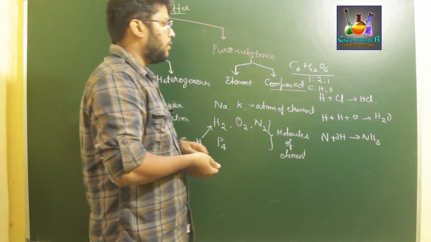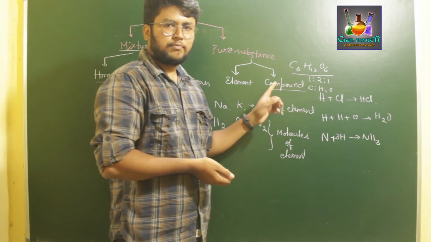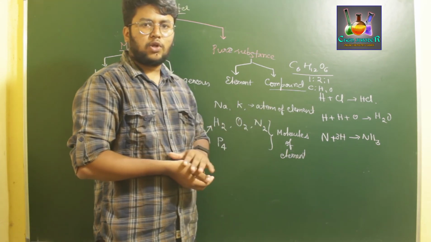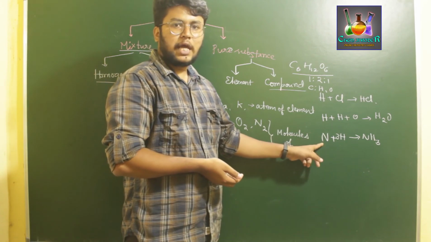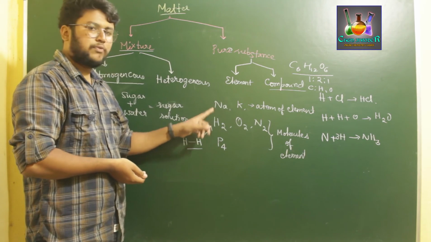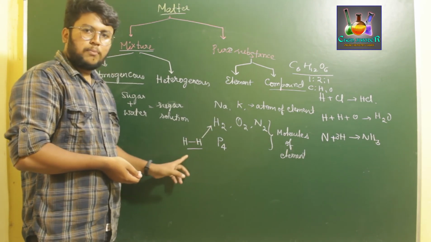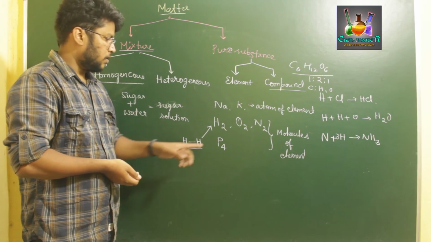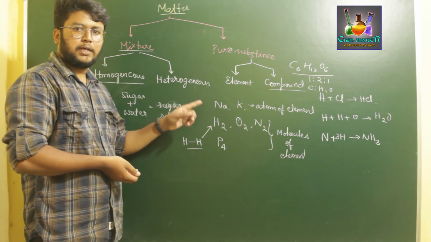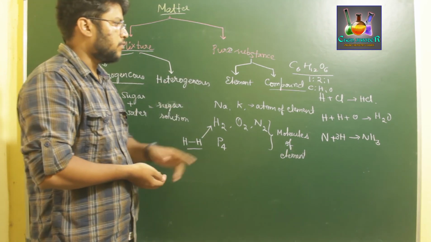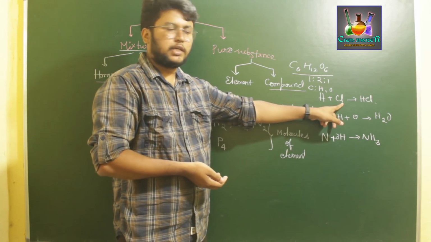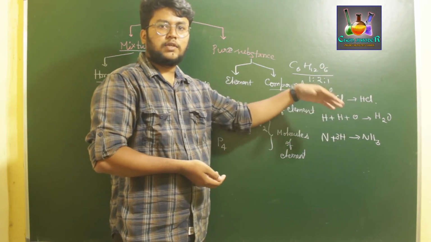One point you have to remember is that a compound's chemical properties will not be the same as its atomic properties. Whereas in case of elements, the property of the atoms will be the properties of the molecules of that element. If hydrogen has certain properties, then the hydrogen molecule will also replicate the same properties. Whereas in case of compounds, the properties of hydrogen and chlorine will not decide the properties of HCl. So HCl has different properties.